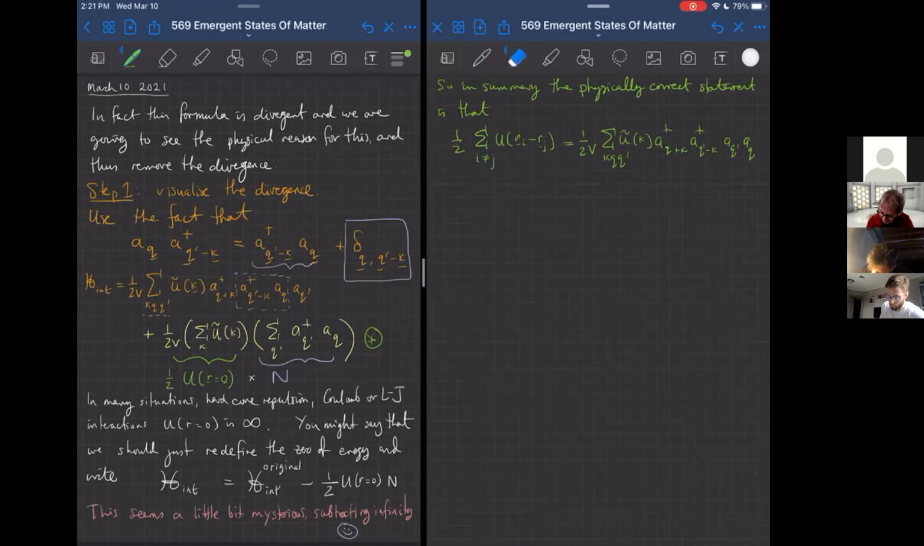So let me just write this properly to make sure I didn't confuse you. I see why I got confused. Okay, so that's the important point to remember, that there's nothing mysterious about normal ordering, and there's nothing mysterious about subtracting off infinities, because in fact they were never there in the first place.